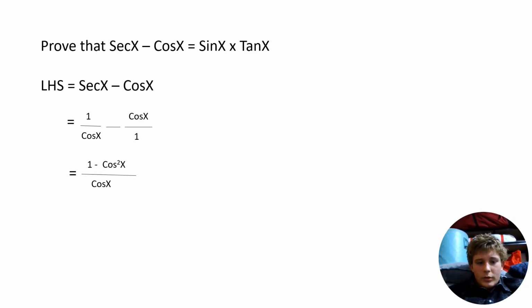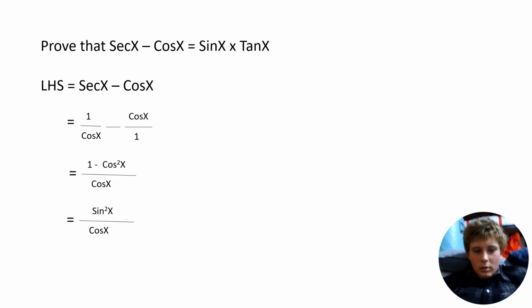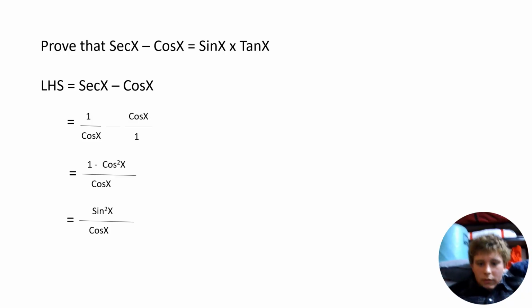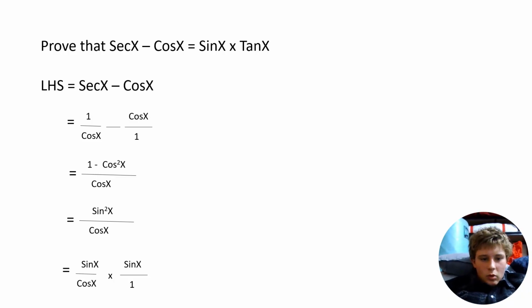Then cross multiply. It's going to give you 1 minus cos squared x on cos x. Then turn the 1 minus cos squared x into sine squared x on cos x. We can do this as it is one of our Pythagorean identities, if you remember from before. Now we're going to split it up, because now it's multiplication. We can change sine squared to sine times sine, so it's just going to be sine on cos times sine on 1.